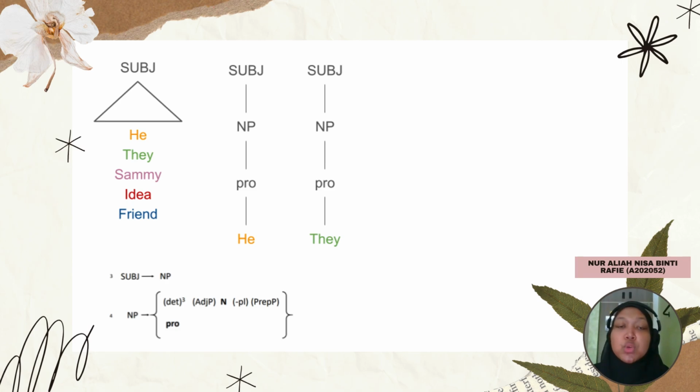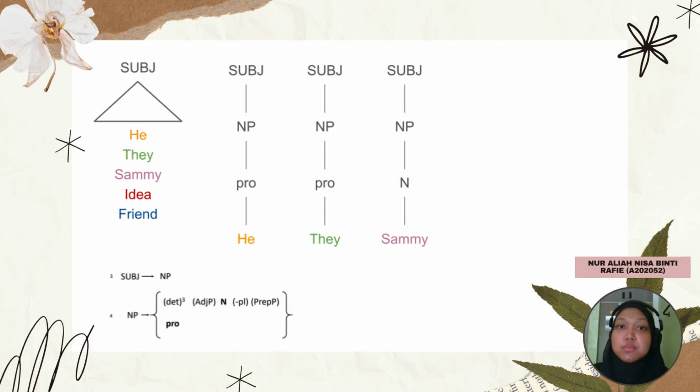As for Sammy, we know that it's a person's name, so it can't be a pronoun, but instead a noun. We can start by writing Sammy, followed by N, which is noun, followed by NP, followed by subject. Similarly, for idea and friend, which are also both nouns. But at this point, the tree diagrams are still very easy to draw.